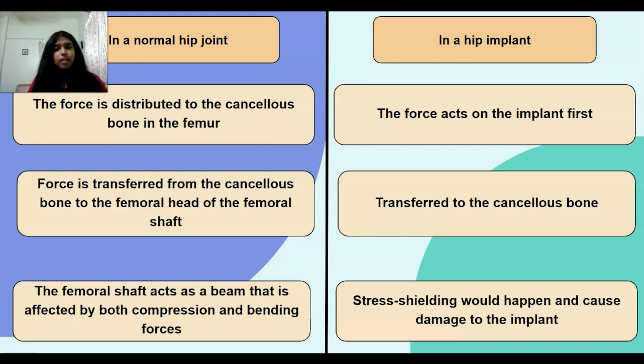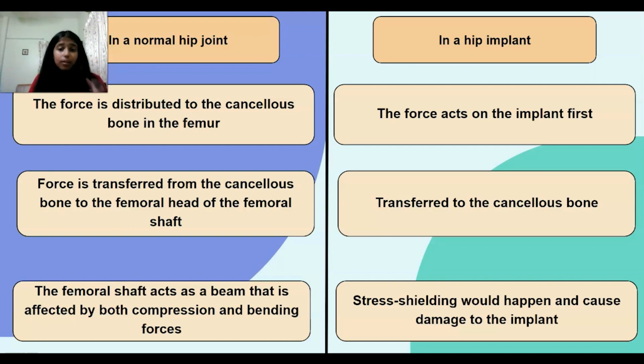What is stress shielding? Stress shielding is when the bone doesn't get the stress which it normally gets. Normally the force is distributed straight to the cancellous bone, but now it's distributed to the implant rather than the cancellous bone. Because of this, the bone doesn't have the stimulus for continued remodeling and restructuring of the bone, meaning to withstand any pressure, and this will cause the bone to become more porous and less dense.